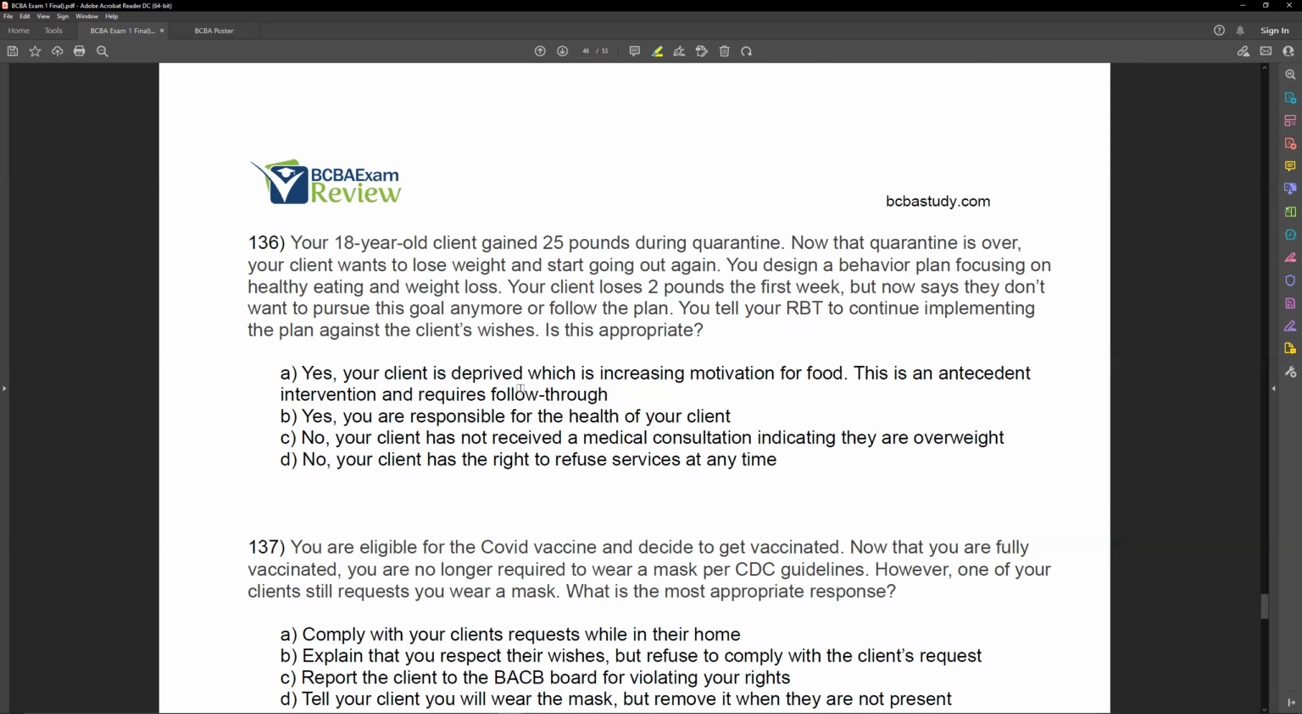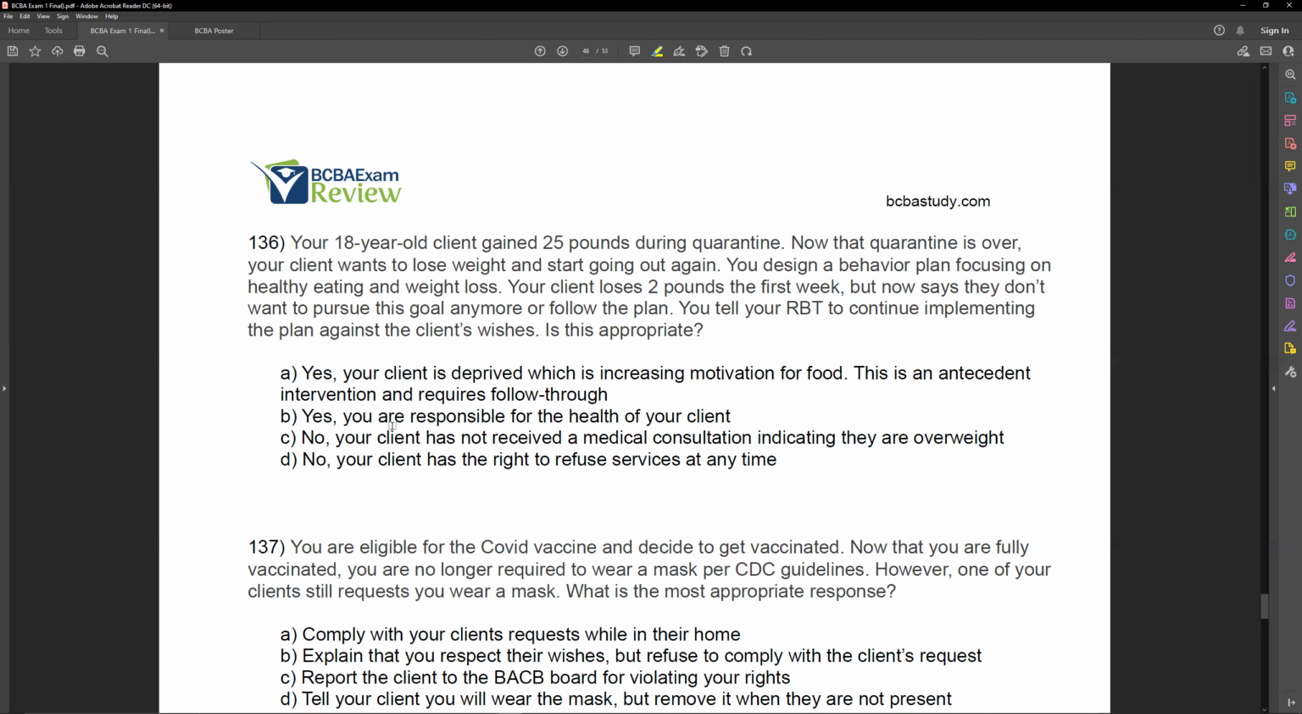A, yes, your client is deprived, which is increasing motivation for food. This is an answer of intervention and requires follow through. This is not a technical intervention question. This is an ethical question. We can eliminate A immediately. We're not thinking about the client's state of deprivation. We're thinking about the client's wishes and the relationship.